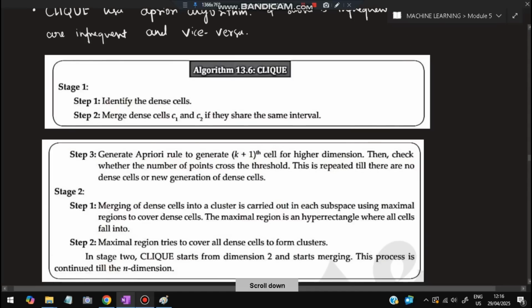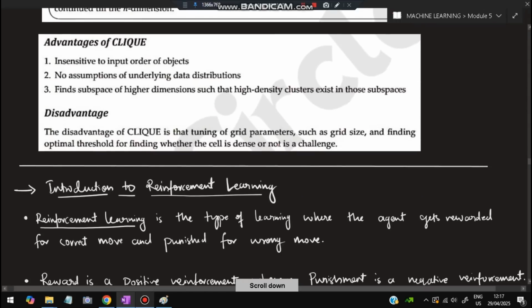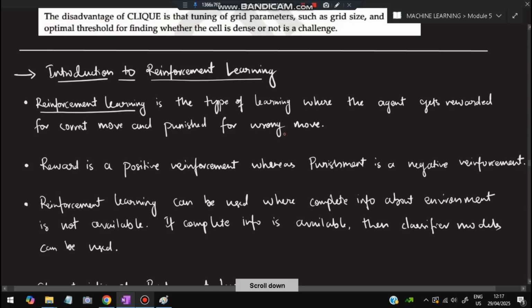Now there are two stages. First, identify the dense cells, and merge the dense cells C1 and C2 if they share the same interval. We have to repeat this until no more dense cells are formed. Stage 2 is the merging of dense cells into clusters, carried out in each subspace using maximal regions to cover the dense cells, and a maximal region tries to cover all dense cells to form the clusters. The second half of the module is related to reinforcement learning.